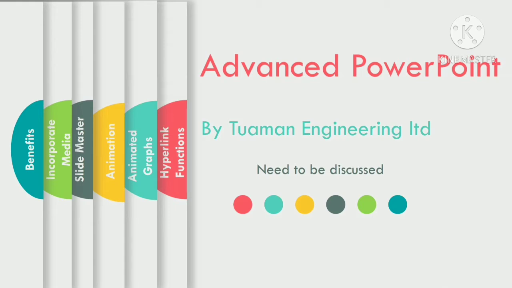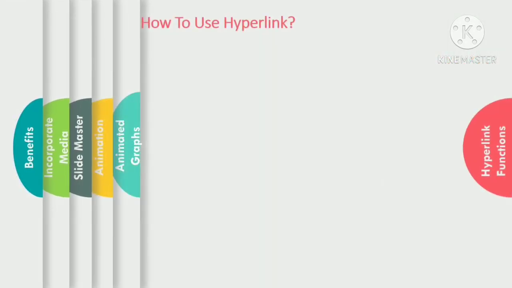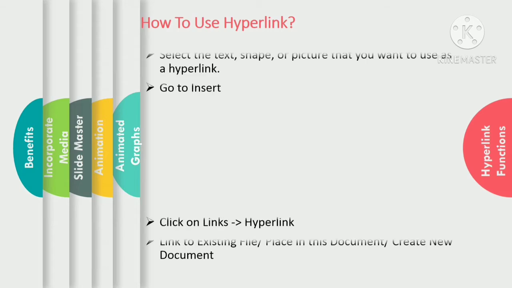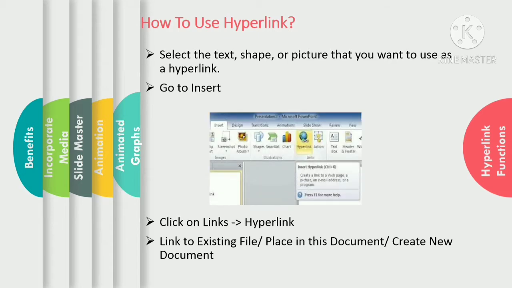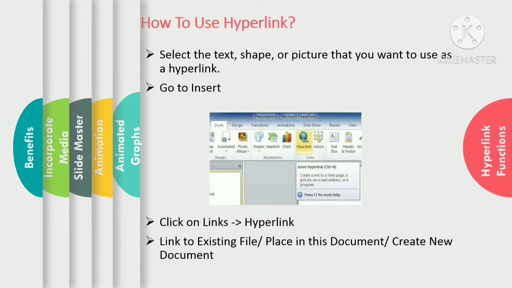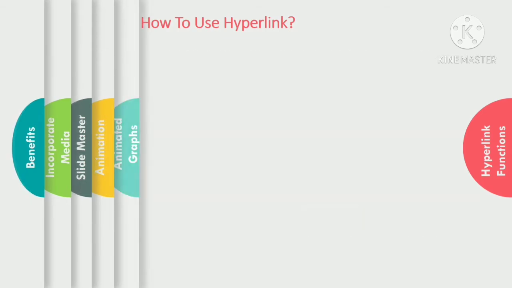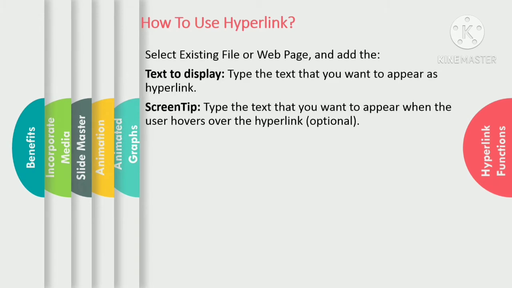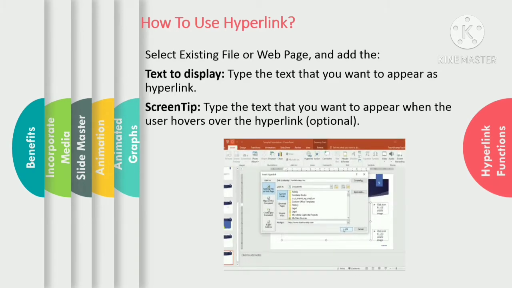Go to the hyperlink. How to use hyperlink? So first step is select the text, shape or picture that you want to use as hyperlink. Go to insert, then click on links, go to hyperlink, link to existing file or place in this document or create new document. Select existing file or web page and then add.